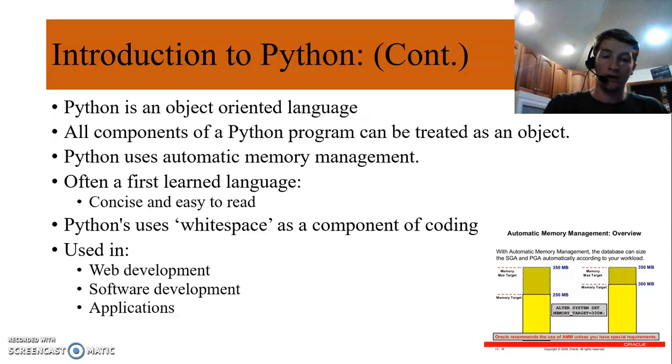One thing that is different from many other programming languages is that Python uses white space as a component of the coding, which means that any indentation or stuff of that sort is interpreted differently, whereas you take a language such as Java and spaces may not matter. So Python is typically used in web development, software development, and various applications that we all use on a daily basis.